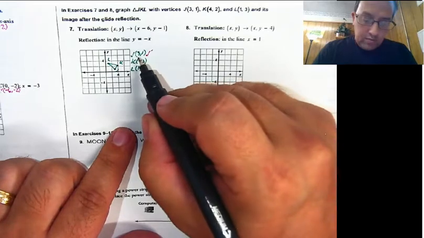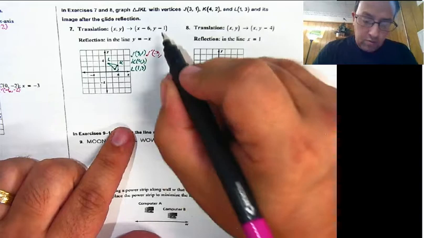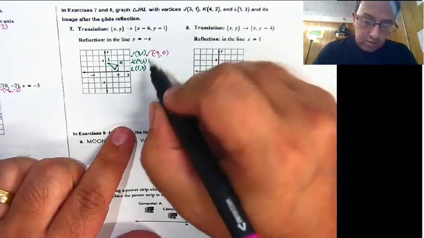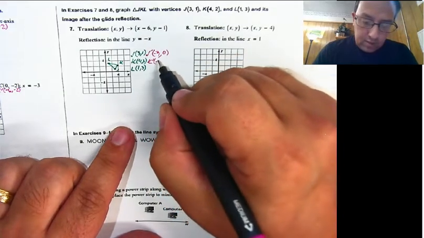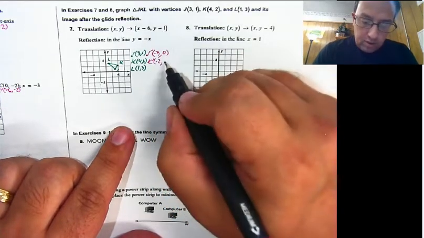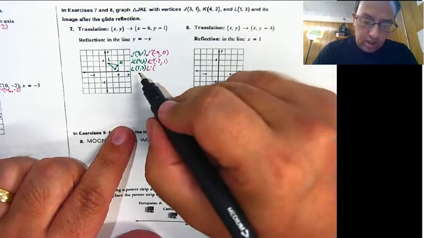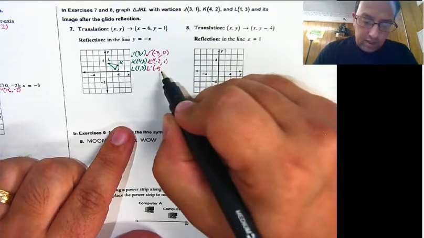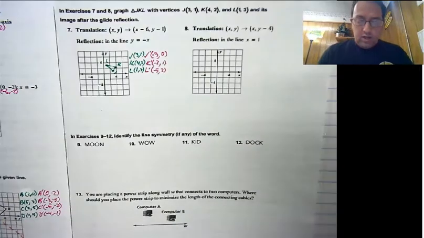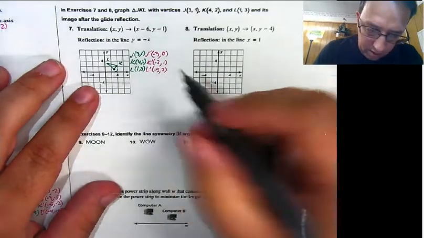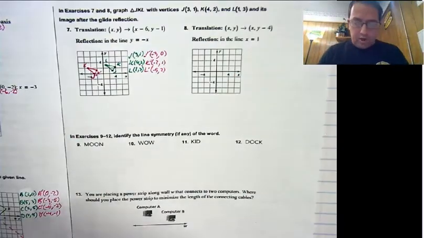So instead of 3, we'll have 3 minus 6, which is negative 3. 1 minus 1 is 0. For K prime, we have 4 minus 6, which is negative 2, and 2 minus 1, which is 1. And then for L prime, we have 1 minus 6, which is negative 5, and 3 minus 1, which is 2. And let's go ahead and plot that, just because. So there we have triangle J prime, K prime, L prime.